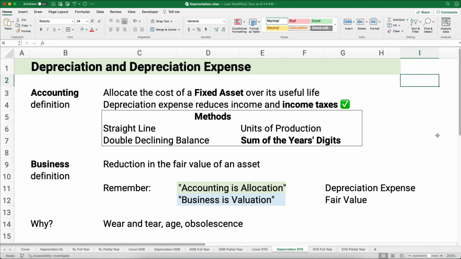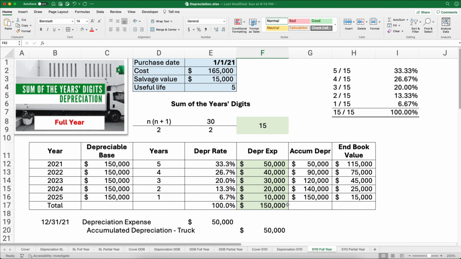Now there's a business concept that's just called depreciation that is trying to figure out the value of an asset. So here's how you remember it. Accounting is allocation and business is valuation. So if you're trying to figure out the depreciation expense, that's the accounting definition. If you're looking at the fair value, that is the business definition. Now, depreciation is the idea where you have wear and tear on these assets, you have age, you have obsolescence, and so on. So let's get into our first problem.